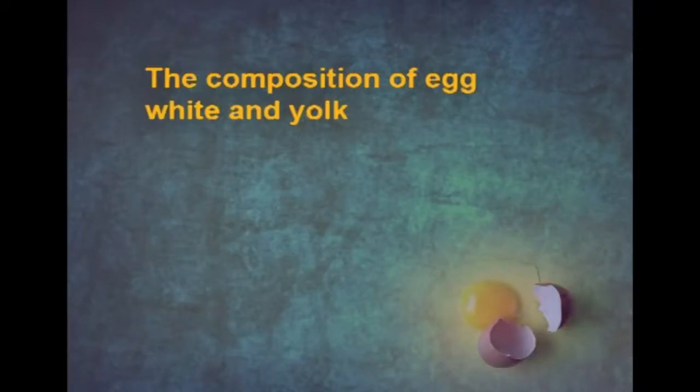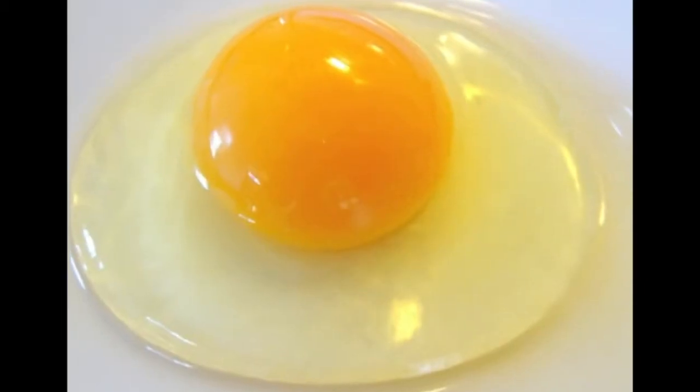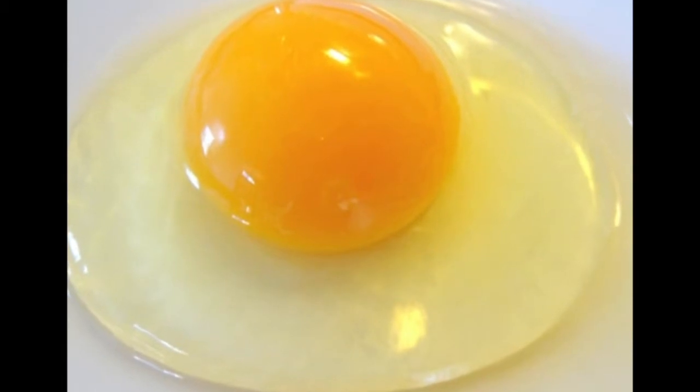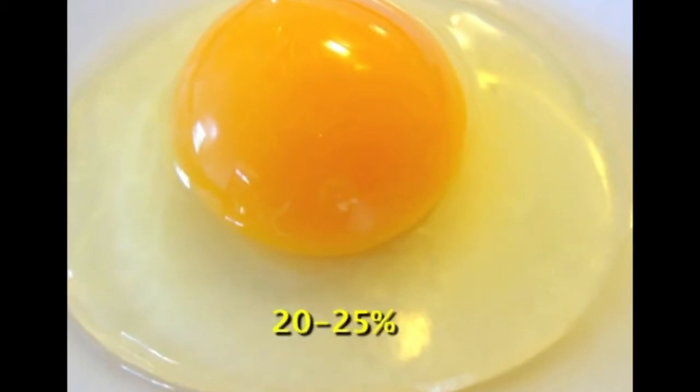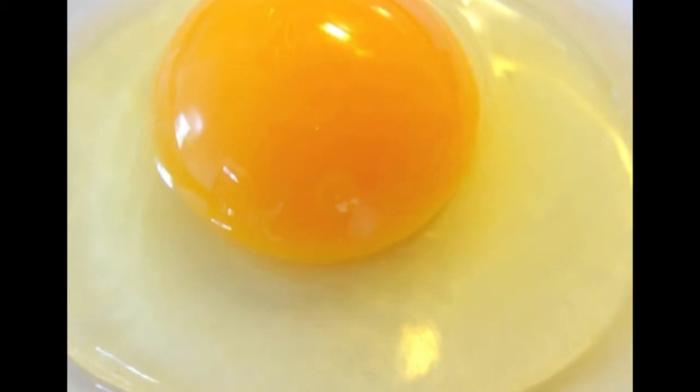The composition of egg white and the yolk is given in the following table. As you can see, there is water, protein, fat and minerals, and the details are also there. The egg white is composed of thin and thick portions, and 20 to 25% of the total white of the fresh eggs, which are 1 to 5 days old, is thin white.